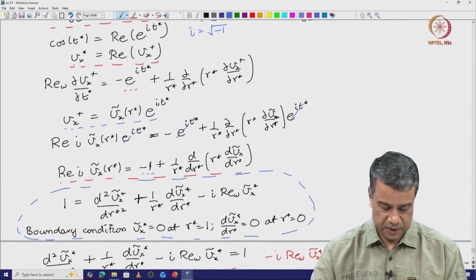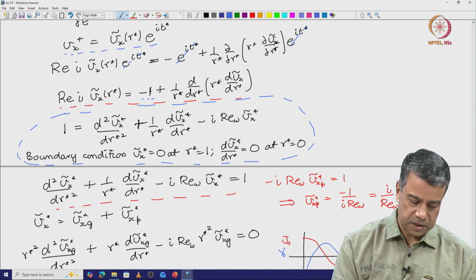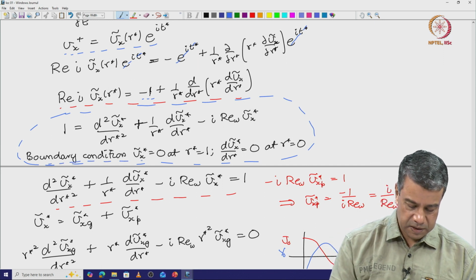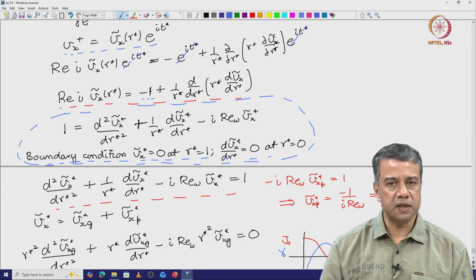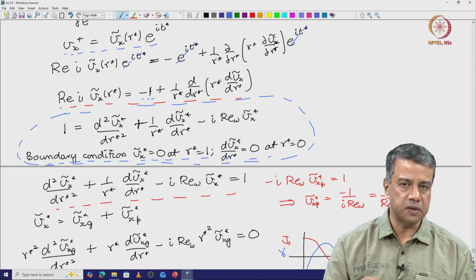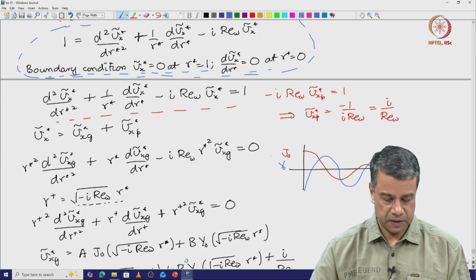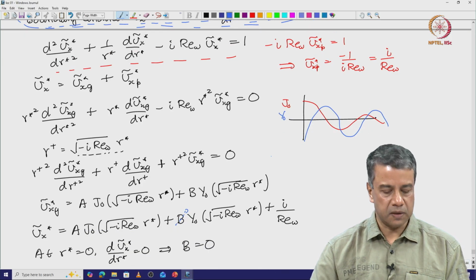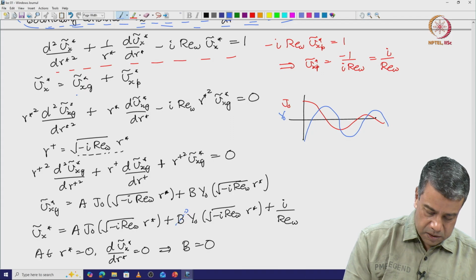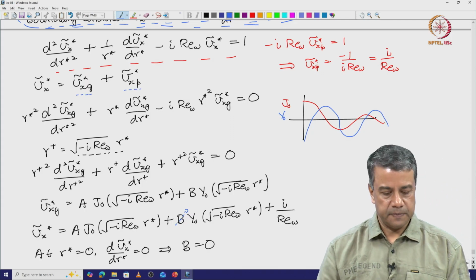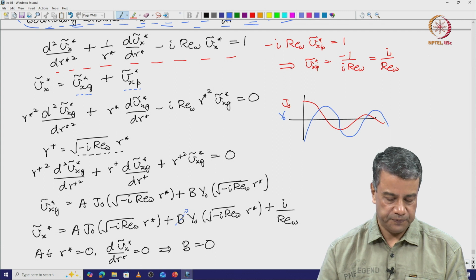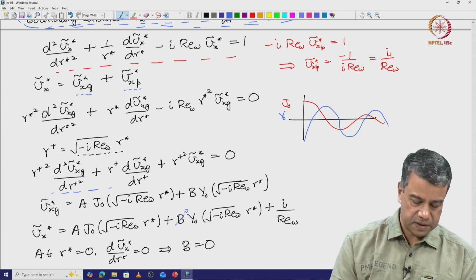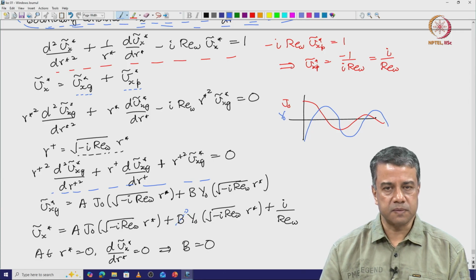So, therefore, we had written Vx plus as the real part of a function of r times e power I t. And based upon that, we had got an inhomogeneous equation for this Vx tilde, with boundary conditions. The velocity is 0 at the wall, the slope is 0 at the origin, and we had solved that. Inhomogeneous equation, we had separated out into a general solution plus a particular solution. General solution satisfies the homogeneous equation with the inhomogeneous term set equal to 0.